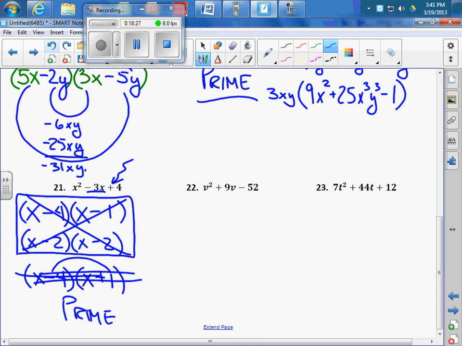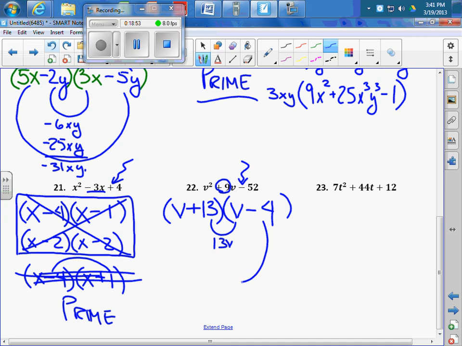v squared plus 9v minus 52. Well, we're going to start with v times v. I know my signs have to be different, so plus and minus. This says I need more pluses, so my bigger factor needs to be positive. How about 13 and 4? Doesn't that work? 13v minus 4v. Doesn't it give you 9v in the middle? So v plus 13, v minus 4.